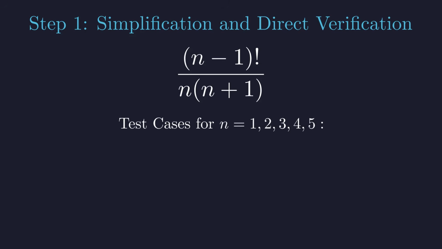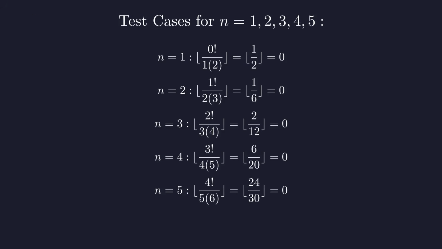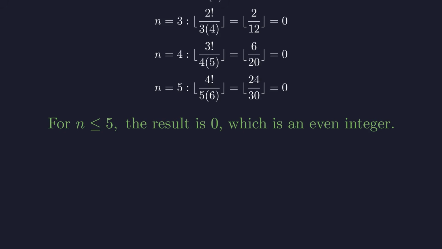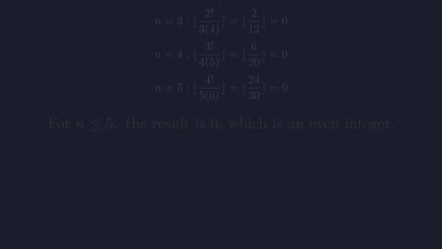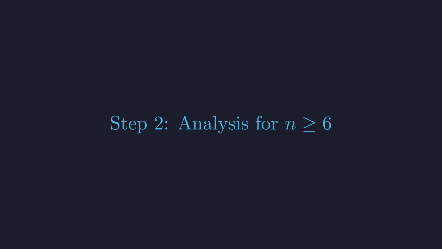Now let's try plugging in some small values. Sometimes the pattern becomes clear just by computing a few examples. What's happening here is pretty clear. In all these cases, we're dividing a small number by a larger number, so our fraction is less than 1. So the floor of each of these fractions is 0, and 0 is definitely even. The statement checks out for these small values. But of course, we cannot just check every positive integer one by one. We need a general argument that works for all larger values of n.